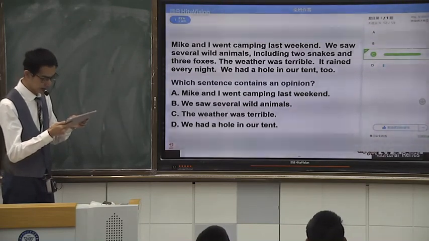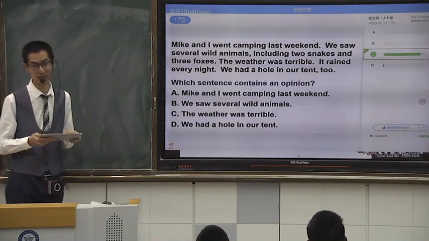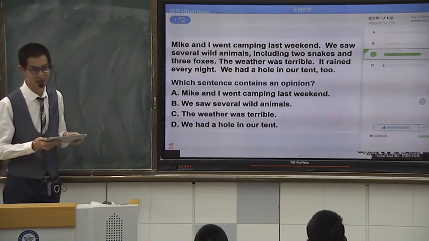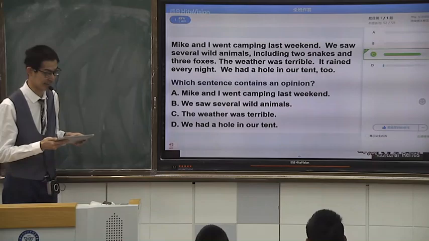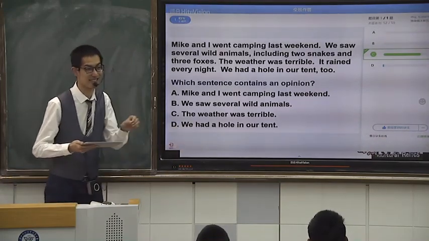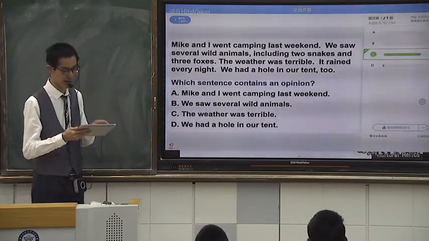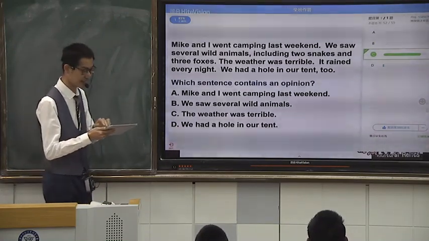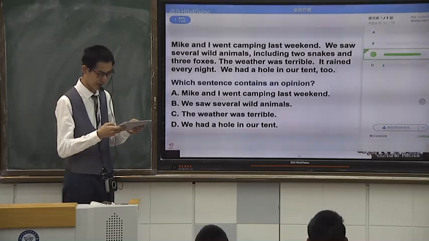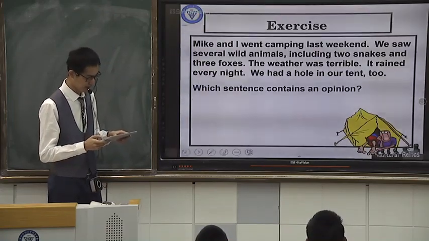Let's see choice D. We had a hole in our tent. What does a hole mean? Okay, in our tent. Can we prove it? Yes. If we see there is a hole, that's a fact, right? Okay, for students who chose D, please pay attention. D is a fact. Okay, excellent. Now let's move on.